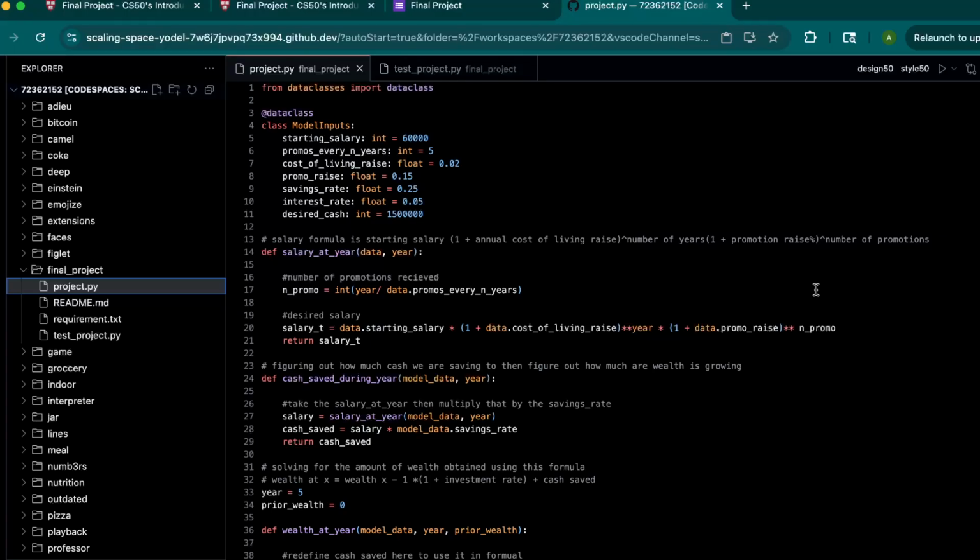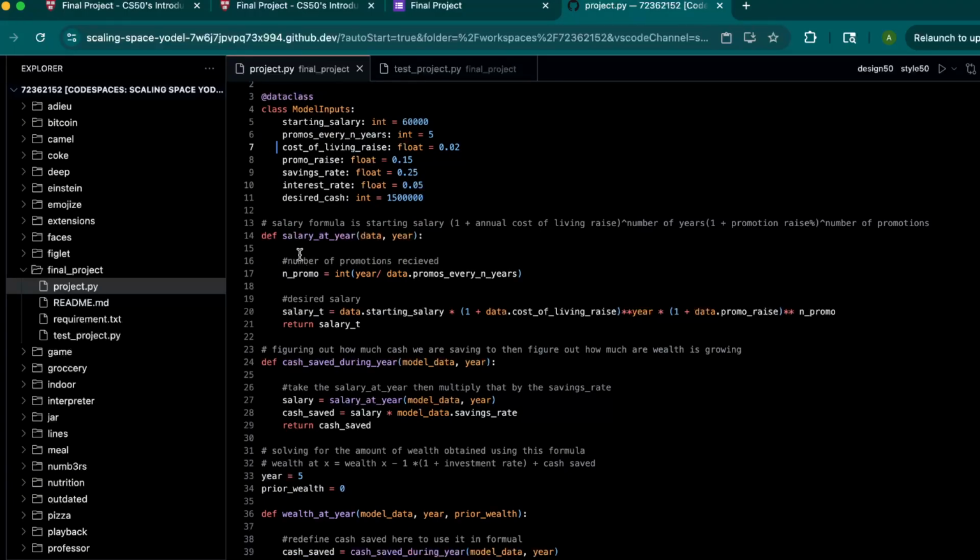So I used the base source code to get all of the data, and then from there I completed the project on my own. So pretty much what this project is, it's a retirement model using the inputs given here. So we have the starting salary, the promotions, like how often promotions happen, the cost of living, how much it rises, the promotion, like how much of a raise you get per promotion, the amount that you're saving, and then the interest rates for the amount that you save, and then the desired cash for when you want to retire.